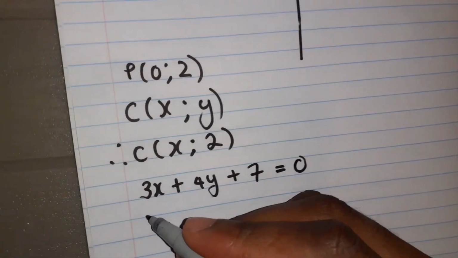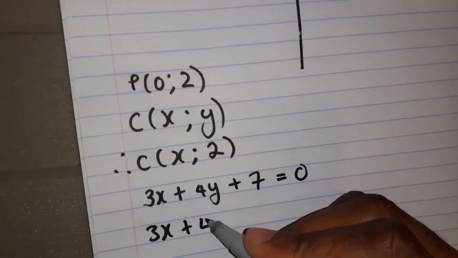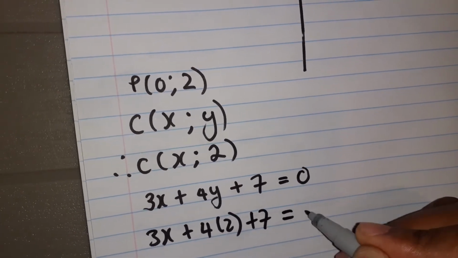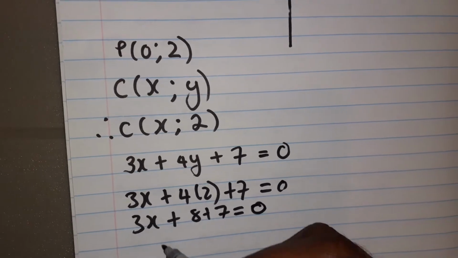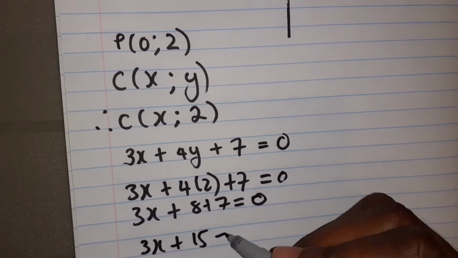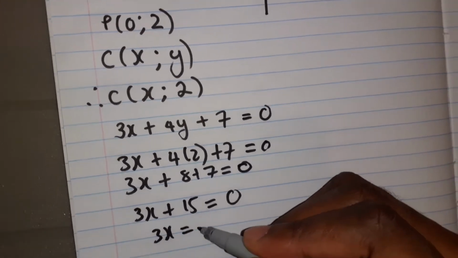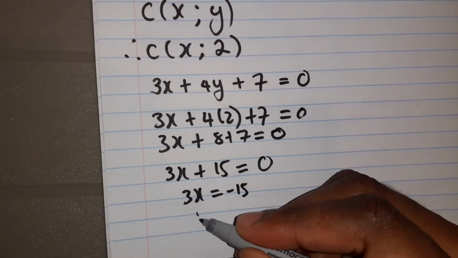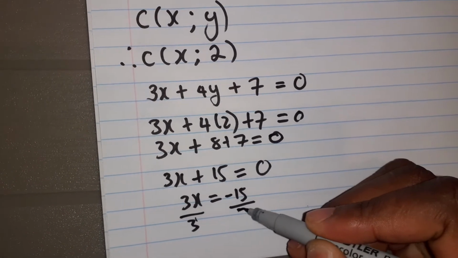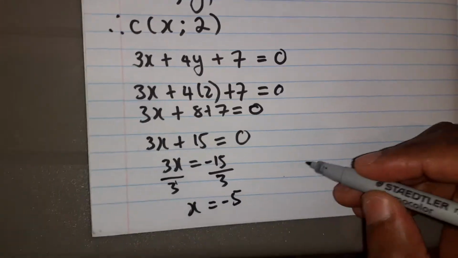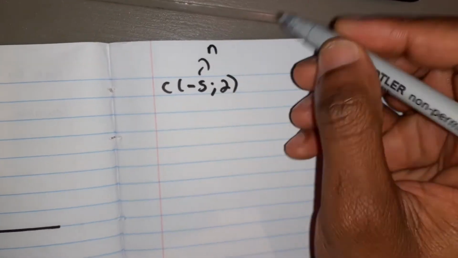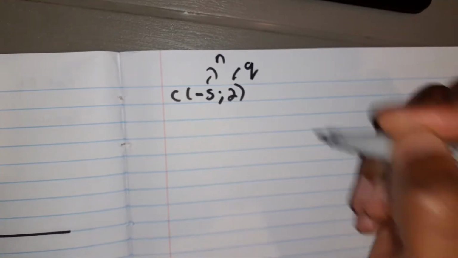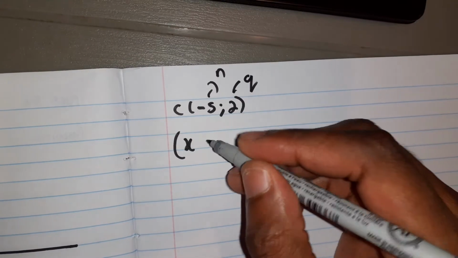So, let's substitute this y coordinate. This is 8 plus 7, and then 15. Then divide both sides by 3. Then this is minus 5. So the coordinates of the center: this corresponds to n, and that one corresponds to q.